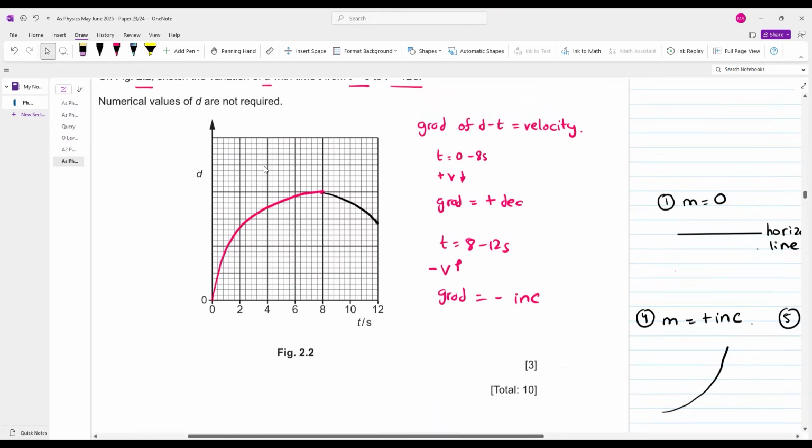Why? Positive displacement क्यों ज़्यादा? Because positive displacement is happening for 8 seconds. Negative is only happening for 4 seconds. That's why negative is less. Okay, let's move ahead.